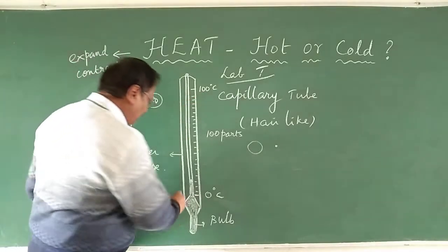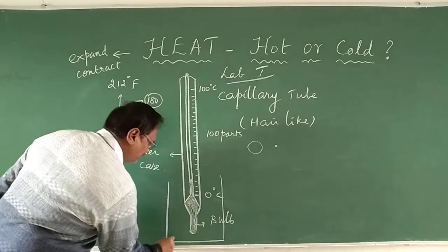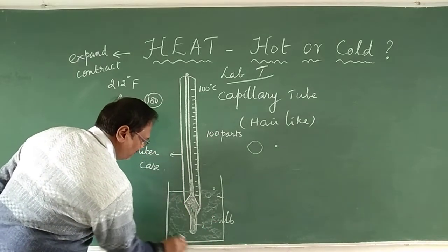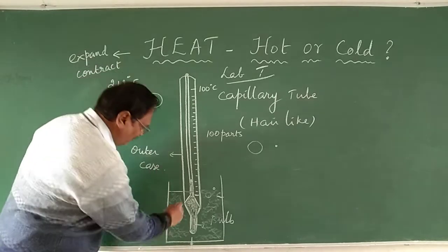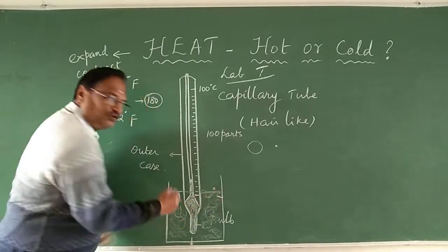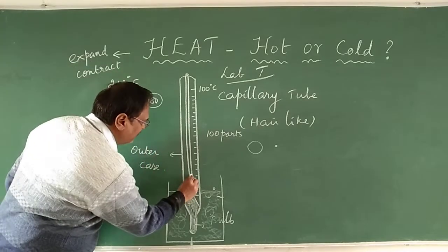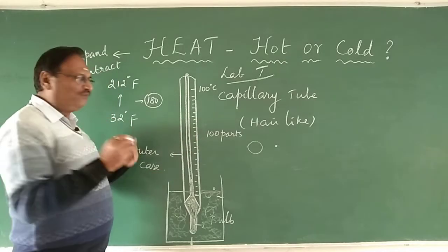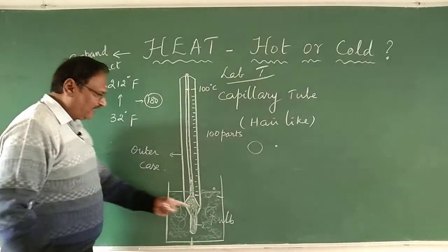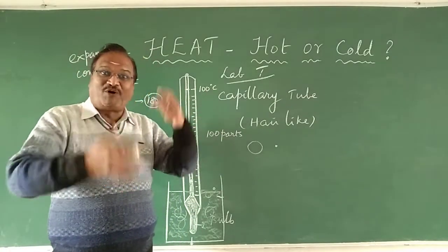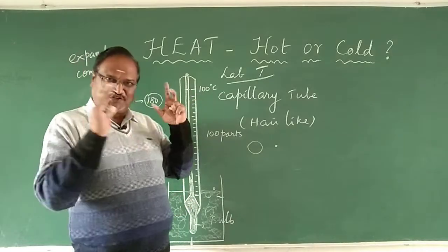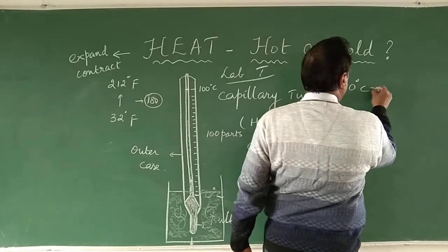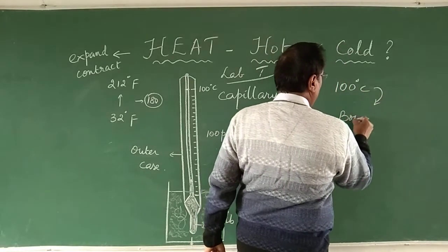Now, for example, I take a beaker and place the thermometer inside water. The thermometer is immersed in the water, and I heat it. The water will get heated, slowly the temperature will rise, and you will find that here also the temperature goes on rising: 30, 40, 50, 60, 70, like that. When it comes to 100 degrees Celsius, the water will start boiling. After that, there is no change in temperature. 100 is the maximum value.